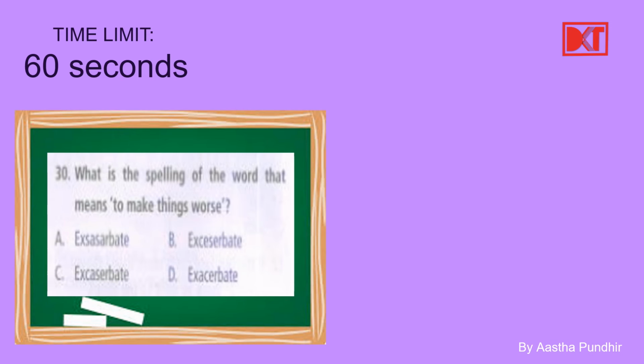Okay, now next we have: what is the spelling of the word that means to make things worse? Okay, again we have to choose one word substitution first. The word which means to make things worse is exacerbate. Now, for exacerbate, the correct spelling here is B. Exacerbate. Alright.